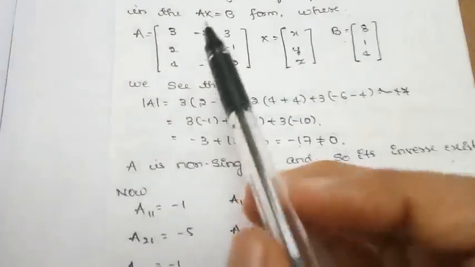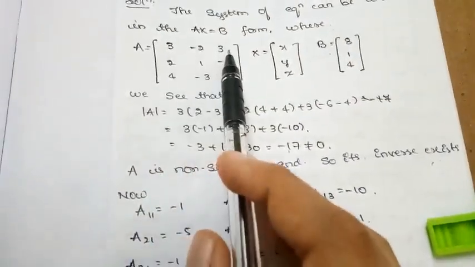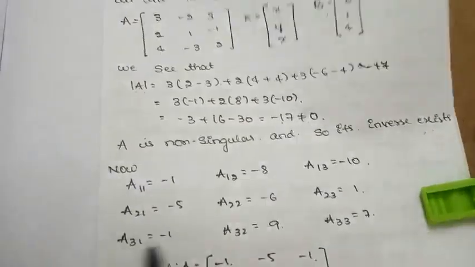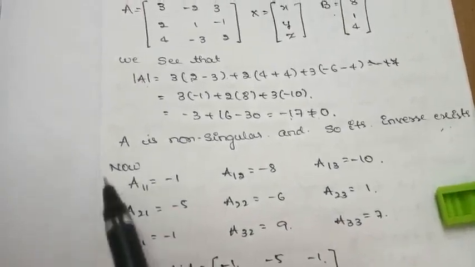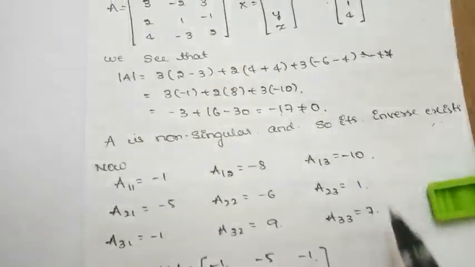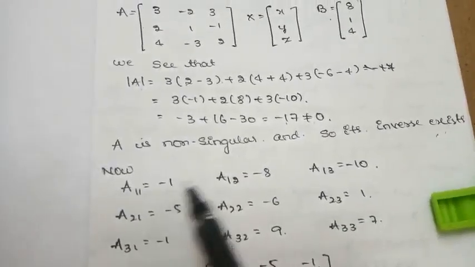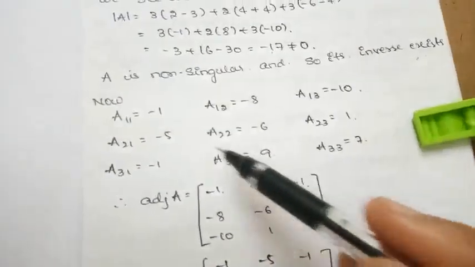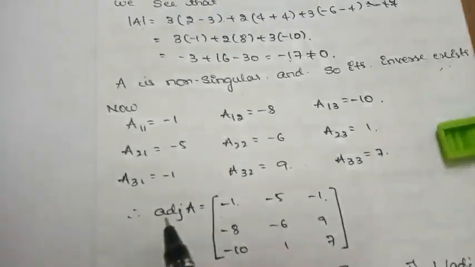as you can. So I found the cofactor for each element in the matrix A, and I have written it here. As you know, the adjoint is the transpose of the cofactor matrix. So minus 1, minus 8, minus 10 becomes our first column, minus 5, minus 6, 1 becomes the second column, minus 1, 9, 7 becomes the third column. This is nothing but the adjoint of A.